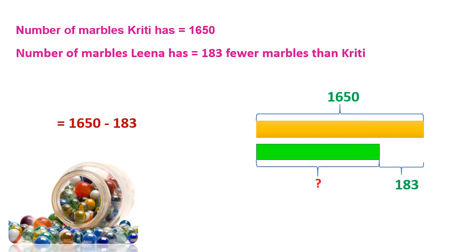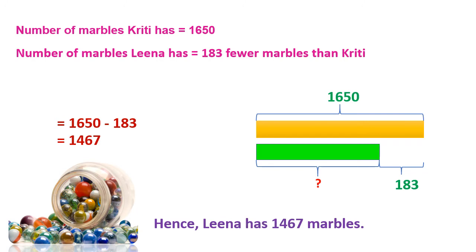We have to simply subtract the given numbers. So we will subtract 1,650 and 183, and the answer is 1467. Hence, Leena has 1467 marbles with her. So basically students, in this question we have used both the operations. At first we have added numbers, and then in the next part of the question, we have subtracted some numbers, and then we got our answer.